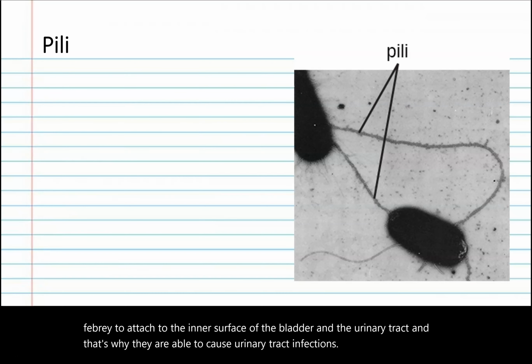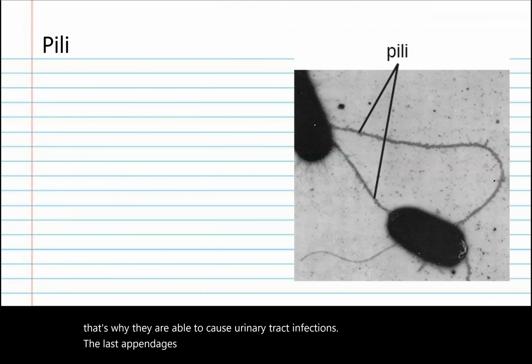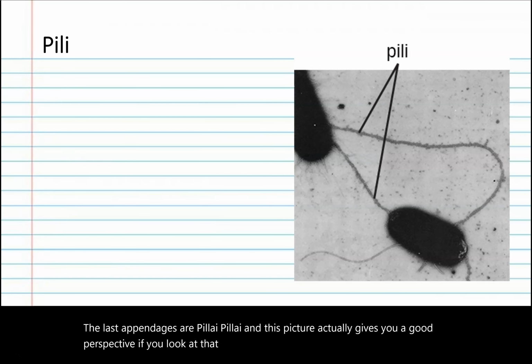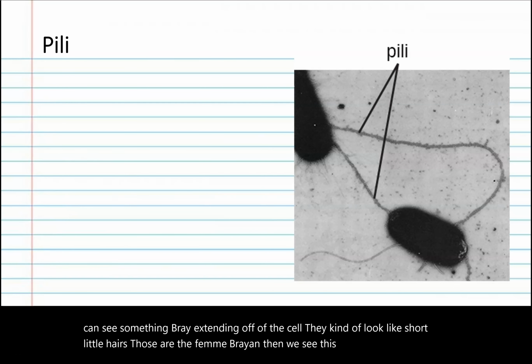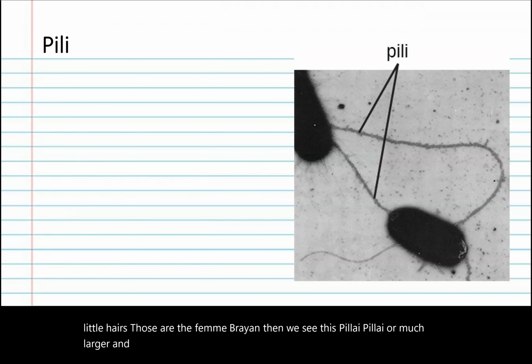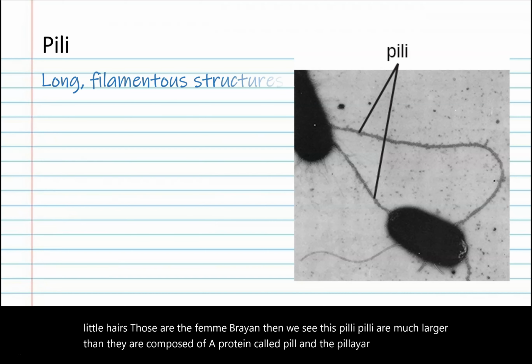The last appendage is our pili. Pili, and this picture actually gives you a good perspective. If you look at that bacterium up on the top left of the picture, you can see some fimbriae extending off of the cell. They look like short little hairs. Those are the fimbriae, and then we see this pili. Pili are much larger, and they are composed of a protein called pilin. And the pili are used for a couple of different purposes.